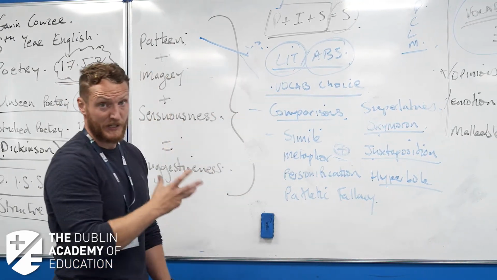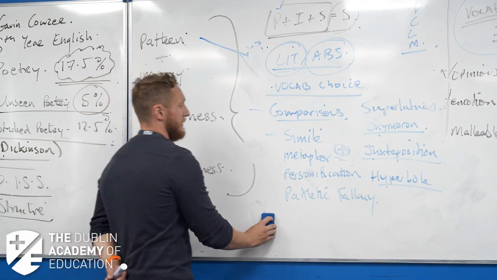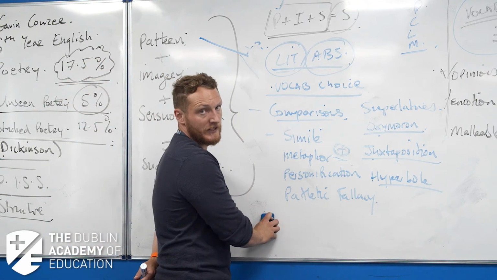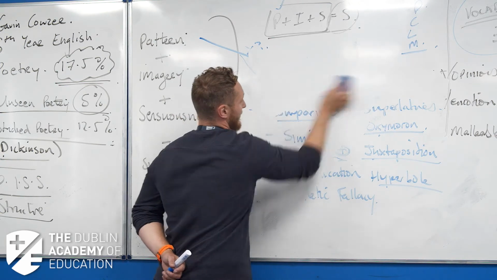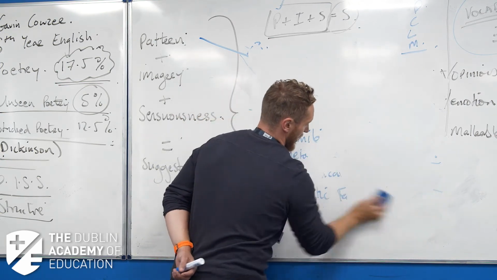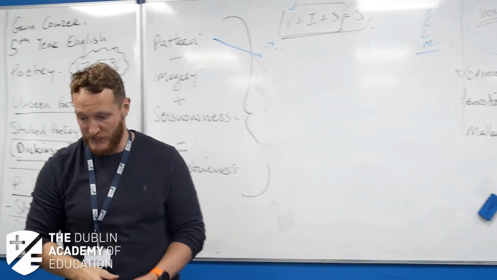That's our imagery, guys. That's pattern imagery. Those are the three components that we need with regards to imagery. Take a little screenshot there if you need to before we continue on. Once you've done that, we're going to look at the sensuous nature of our poetry. Again, we're very nearly finished here, and then we'll jump into our unseen poetry.